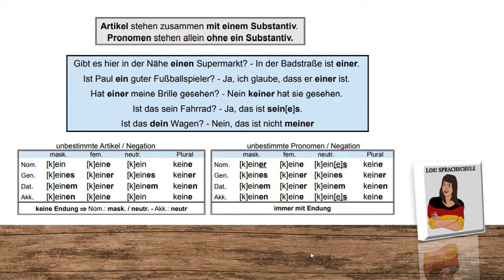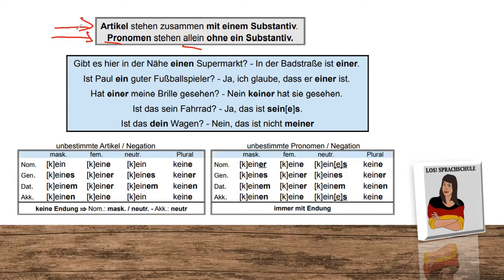What is the difference between articles and pronouns? Articles are standing together with a noun. Der Kuchen, das Bier, die Frau, and so on. Pronouns are a little different. They are by themselves without a noun. They are, so to speak, substituting. Therefore, the name also, pronoun.